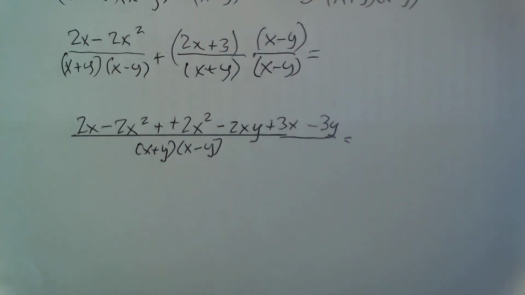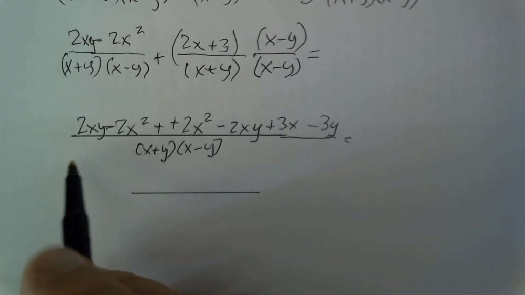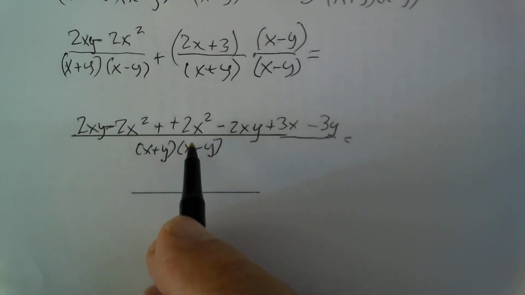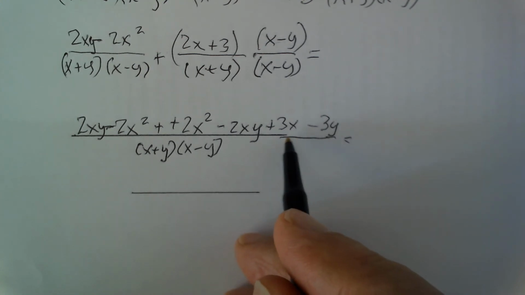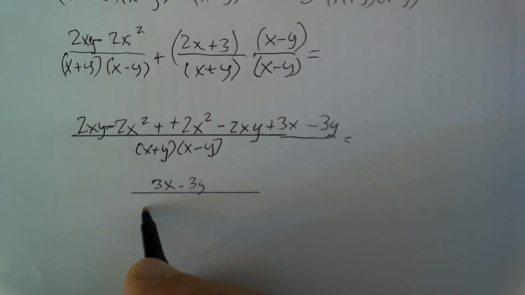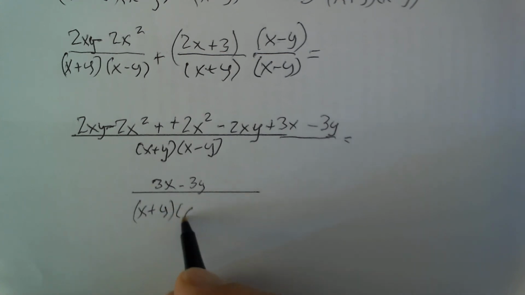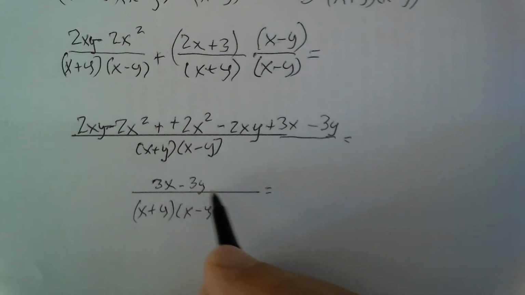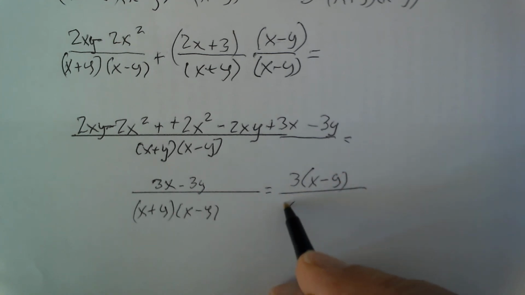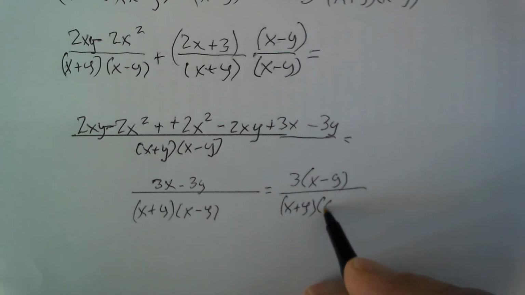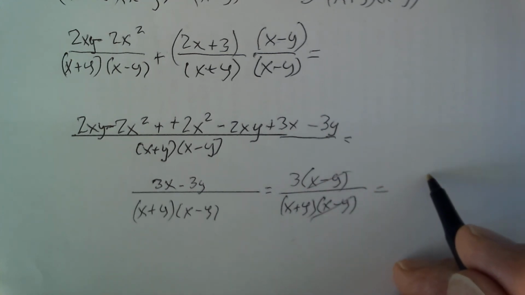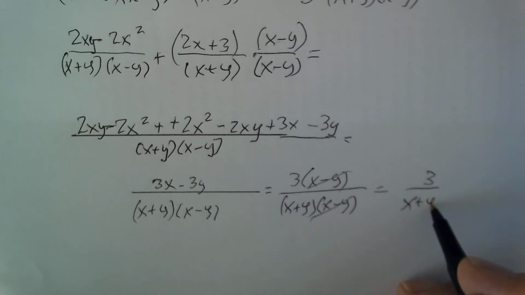Now we're going to combine like terms. So the 2xy cancels out against the minus 2xy, and the minus 2x squared cancels out against the positive 2x squared. And so we have 3x minus 3y divided by our common denominator, x plus y times x minus y. And so in the numerator, we can factor out a 3. So we get 3 times x minus y divided by x plus y times x minus y. And now we can cancel the factor x minus y. And so the final answer is equal to 3 divided by x plus y.